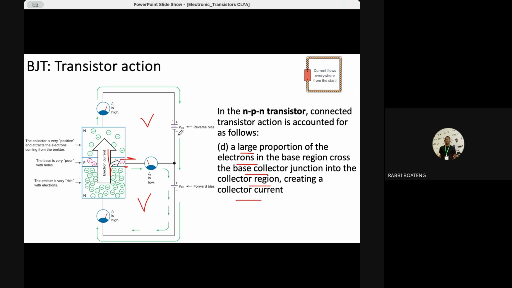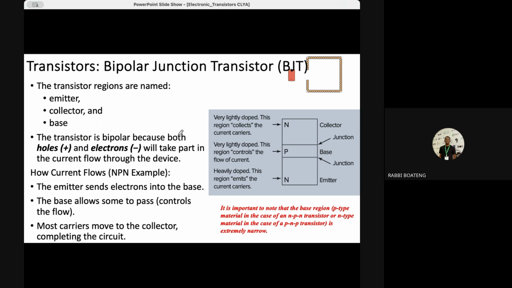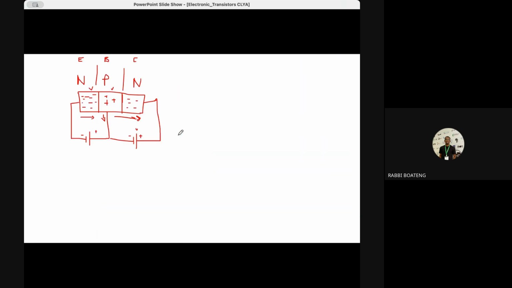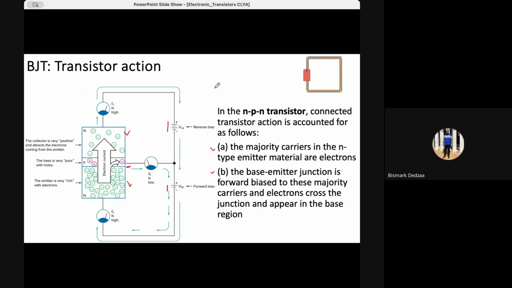And I explained this one previously. So what happens if you remove the reverse bias? What will happen to the circuit? Nothing will happen. It will not function as a transistor. Hello, sir. I'm listening. That is what I'm saying. It will not function as a transistor.